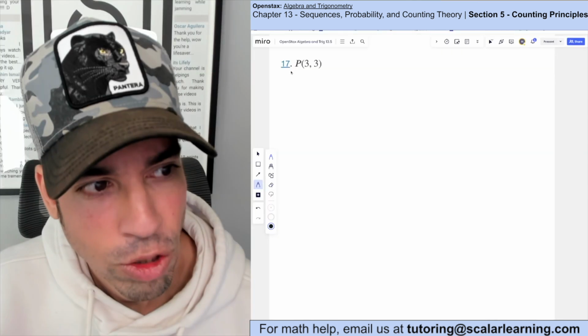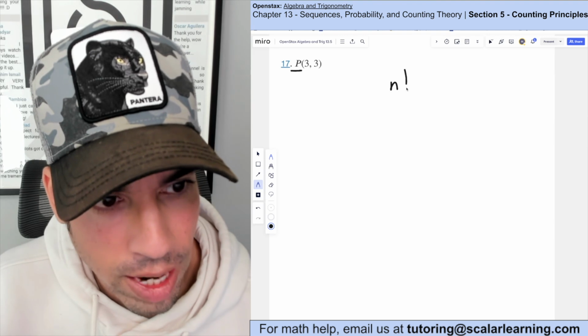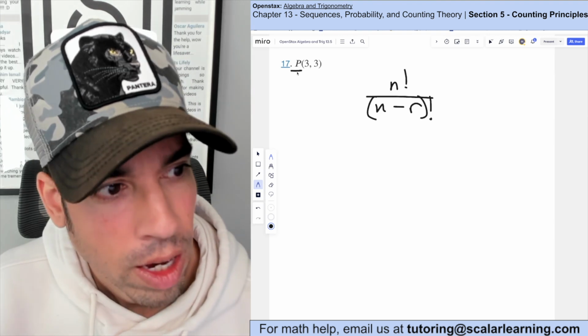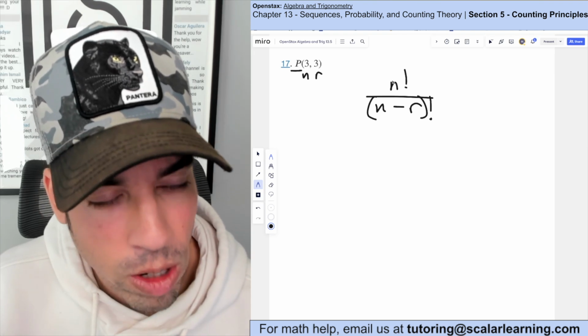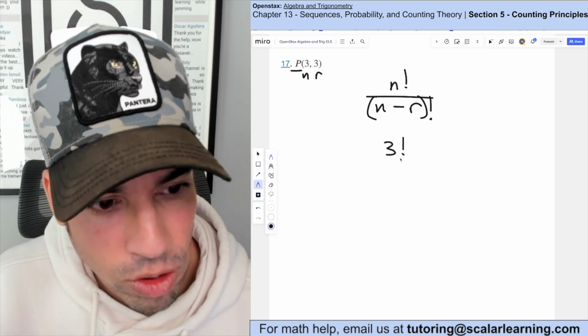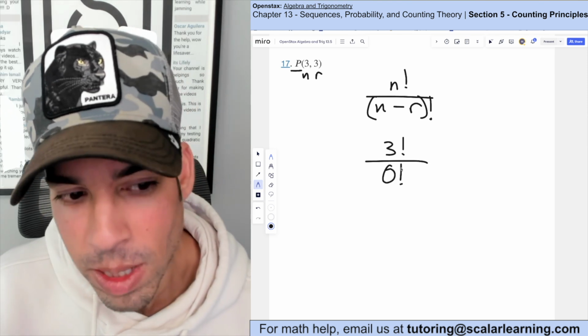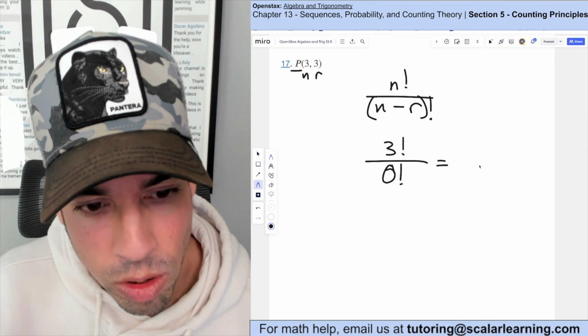Done. For this one, because it says P, we're taking a permutation calculation, which is n factorial over n minus r factorial. We're going to plug in 3 for n and 3 for r as well. On top, we get 3 factorial over 3 minus 3, which is 0 factorial. You might say, well, this is dividing by 0, this doesn't exist. But in fact, 0 factorial is 1.